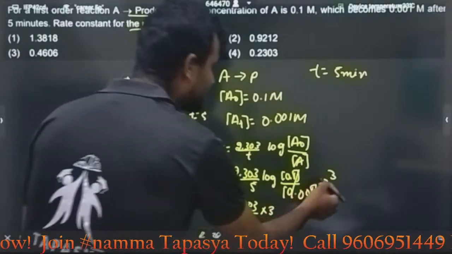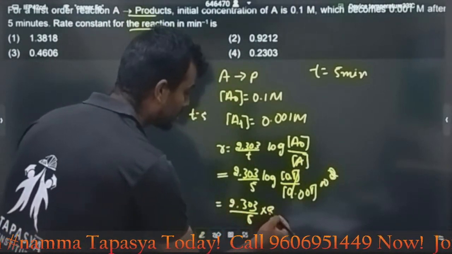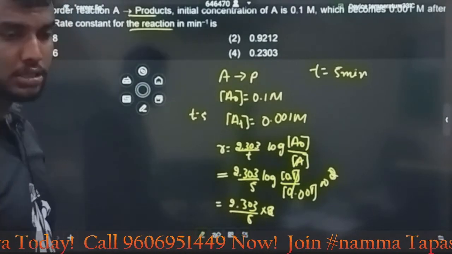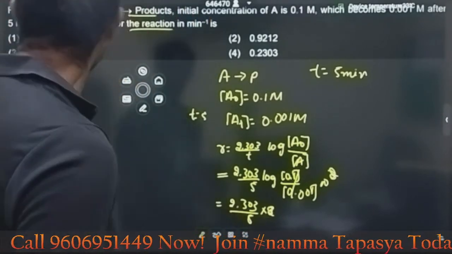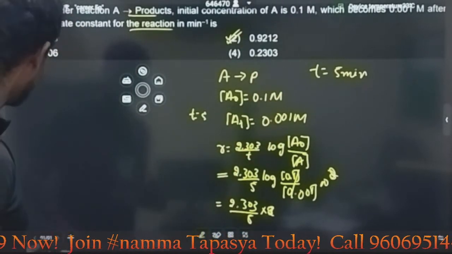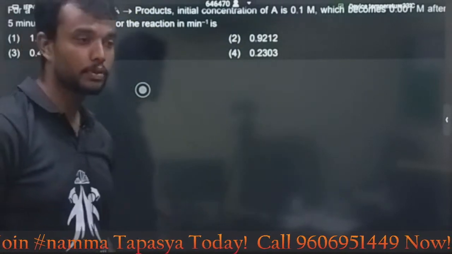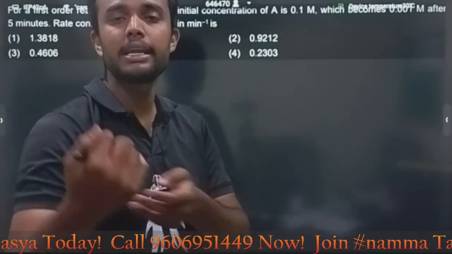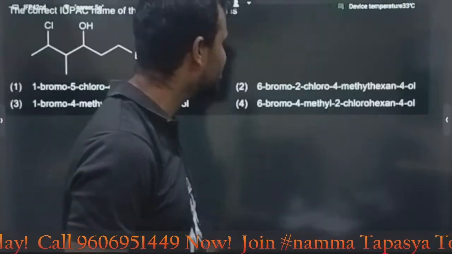0.1 divided by 0.001, 10 power 2. How much we will get? We will get approximately 0.9 per minute. The answer is option B, 0.92. Very easy one. k is equal to 2.303 divided by t into log of initial by final. You will get the answer.